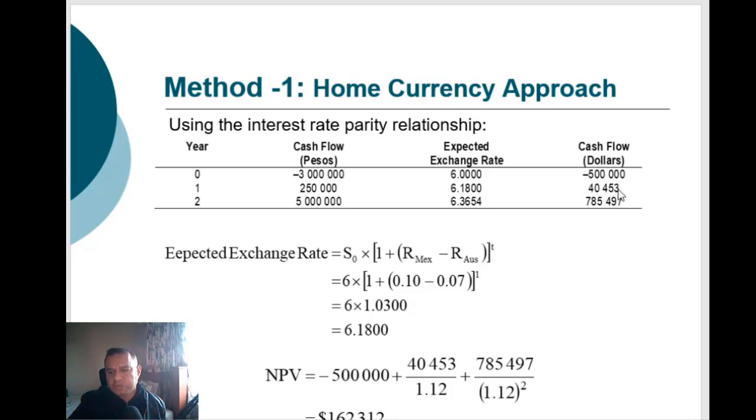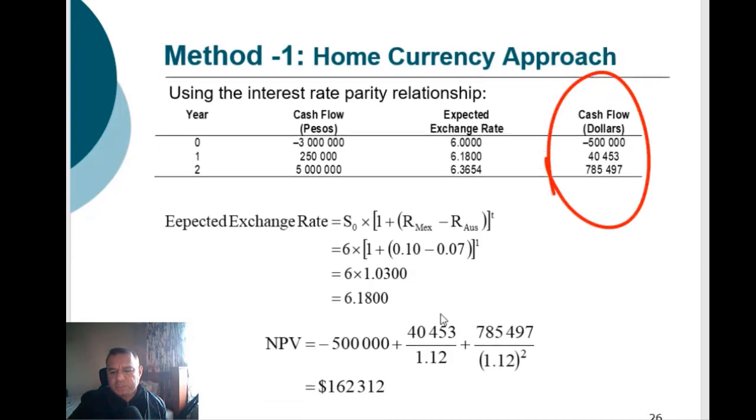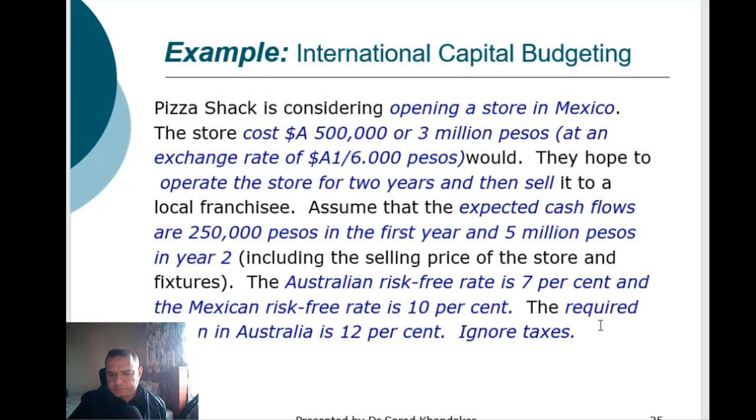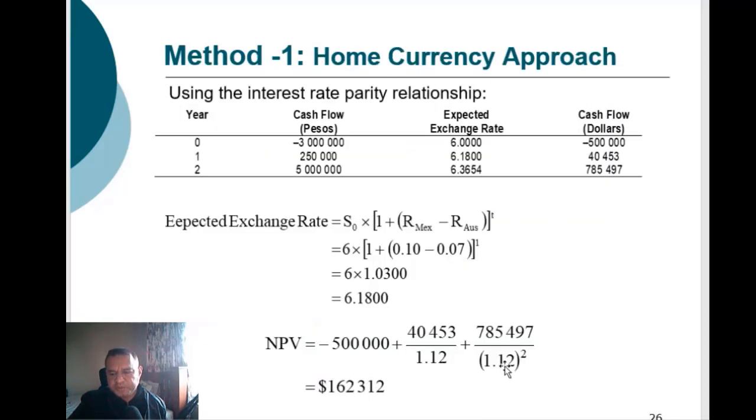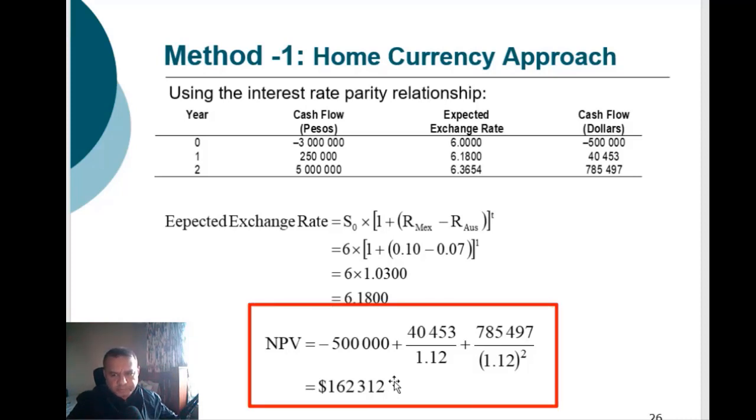So the first one is the cash outflow, the next ones are cash inflows, and we do the NPV calculation. In Australia, the required rate of return is 12%. So we put 12% in here and calculate the NPV. We find the NPV is 162,312. That is the NPV using the home currency approach.